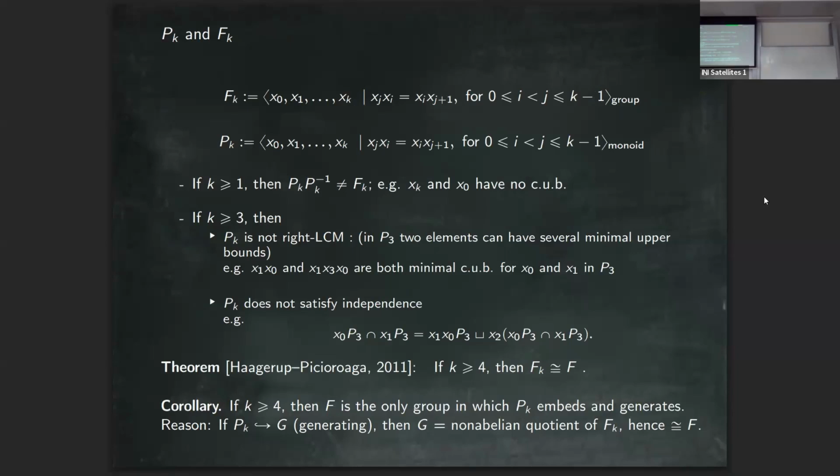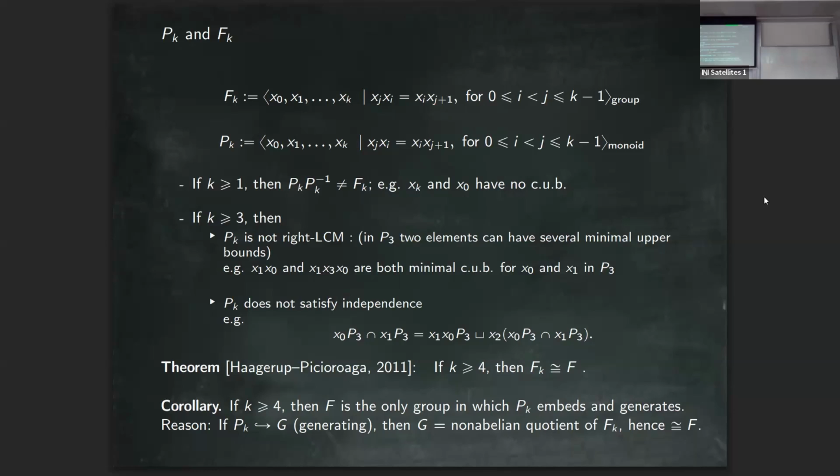Okay, some properties of P_k and F_k. F_k has the same presentation, I repeated it there, but after k=1, as soon as you have 2 generators, it's not right reversible anymore. The example is that the last generator and the first one have no common upper bound. What happens is that if the last generator appears first, you can never move it off, because you would need something bigger on the right. So you can never get rid of a first last generator, and that causes the problem.